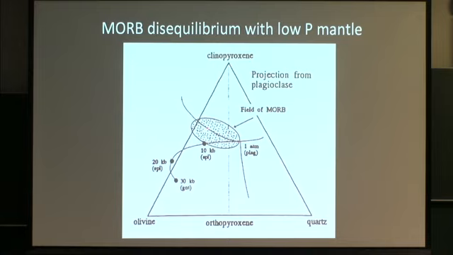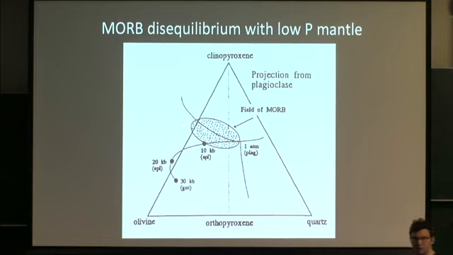The composition of mid-ocean ridge basalt sits in here, whereas at low pressures the compositions of liquids that are in equilibrium with olivine and orthopyroxene are here somewhere. So if mid-ocean ridge basalts were in equilibrium with the shallow mantle, they'd be in equilibrium with olivine and orthopyroxene, so their composition should lie along here, but they clearly don't.